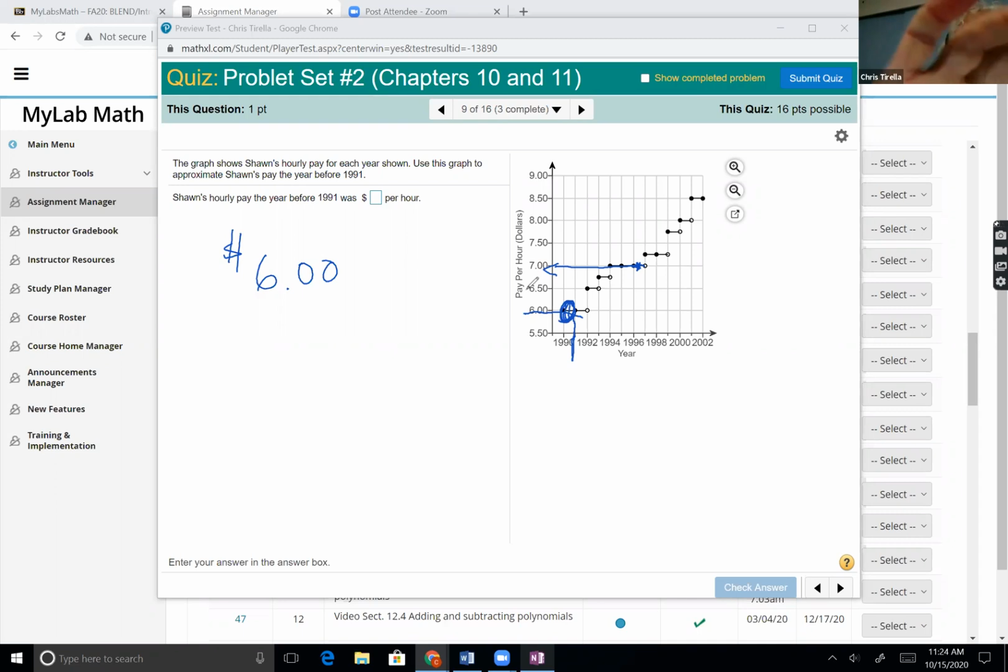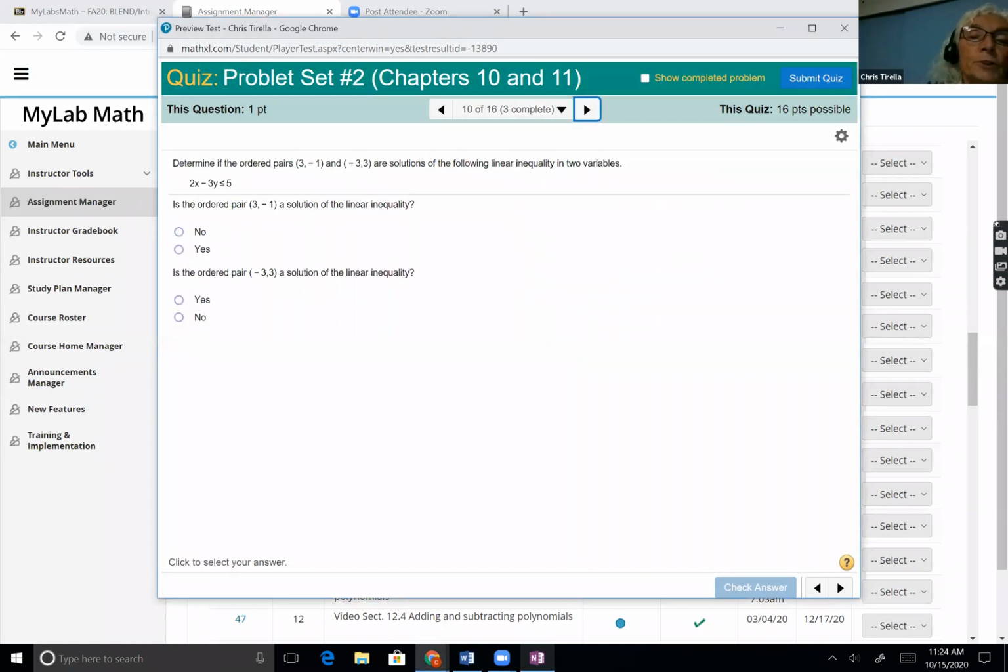If so, I'm going to clear this one and go to the next question. Determine if these are solutions of the inequality. Oh my heavens, can anybody help me remember how to do that to see if I've got solutions? You folks all right? I'm just going to substitute.